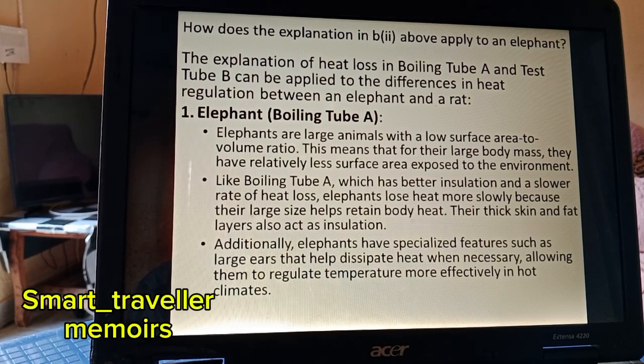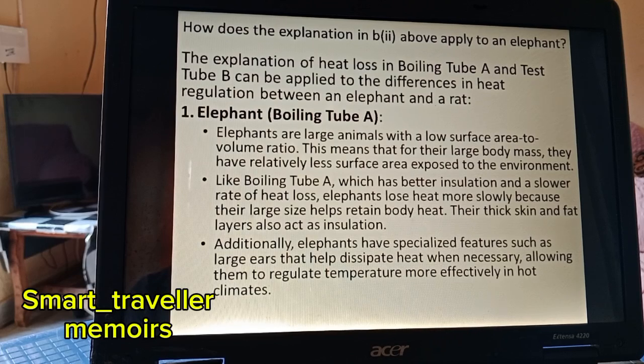Like boiling tube A, which has better insulation and a slower rate of heat loss, elephants lose heat more slowly because their large size helps retain body heat. Their thick skin and fat layers also act as insulation. Additionally, elephants have specialized features such as large ears that help dissipate heat when necessary, allowing them to regulate temperature more effectively in hot climates.